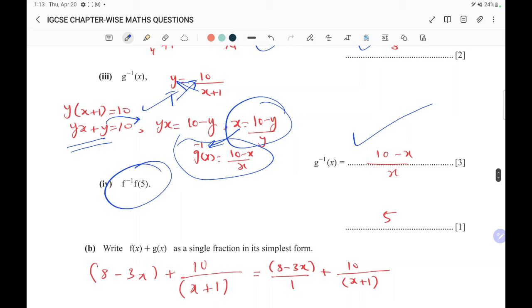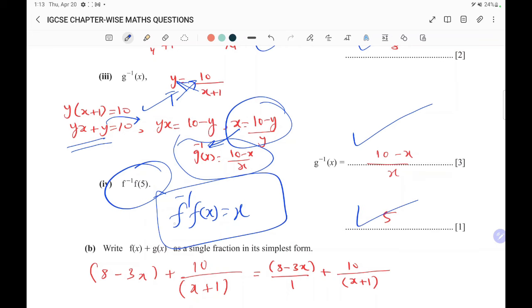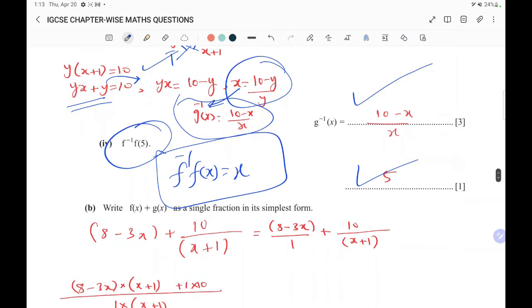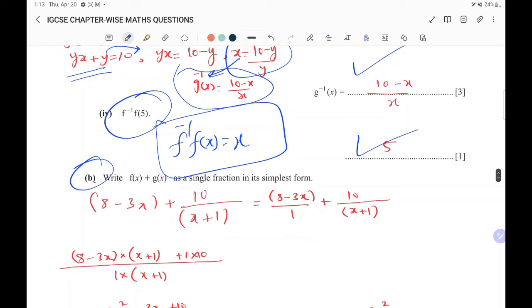Now f inverse f of 5. You know that f inverse f of x is always x. So that's why f inverse f of 5 is 5. Now fx plus gx. Every time they are asking this kind of question: fx plus gx as a single fraction in its simplest form.